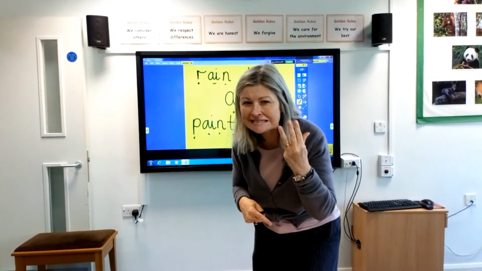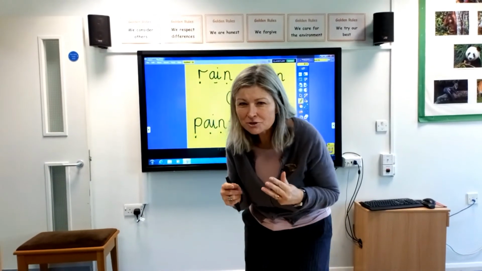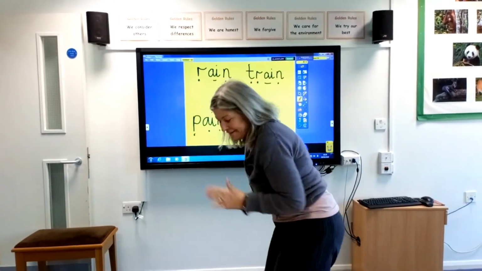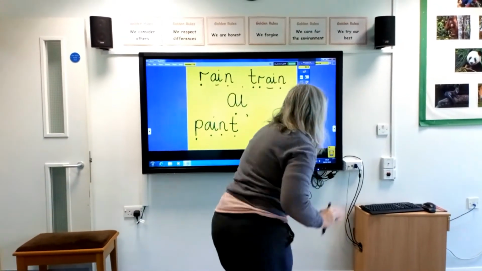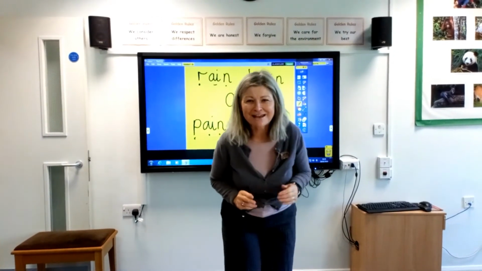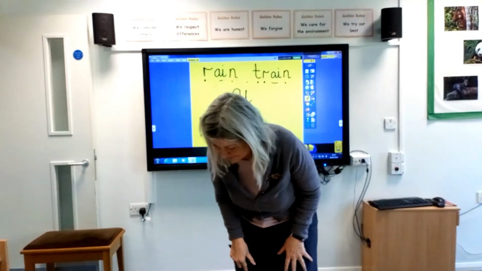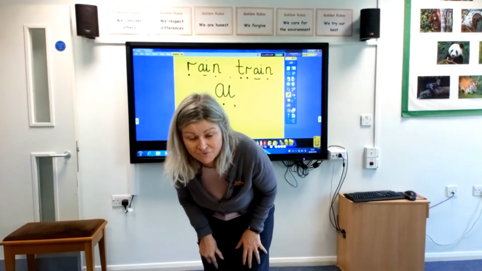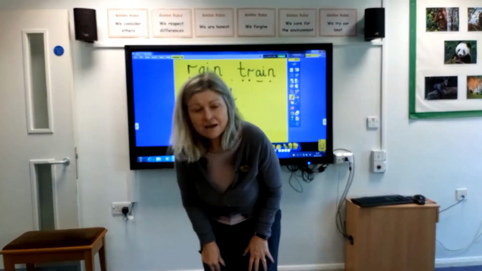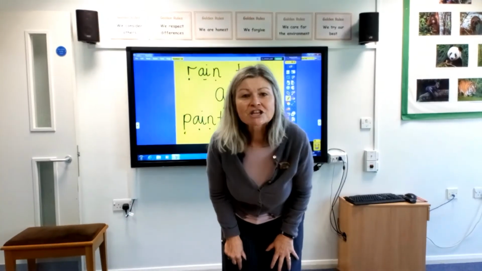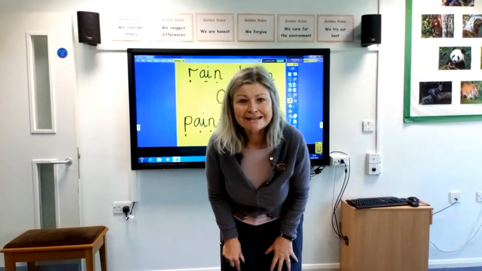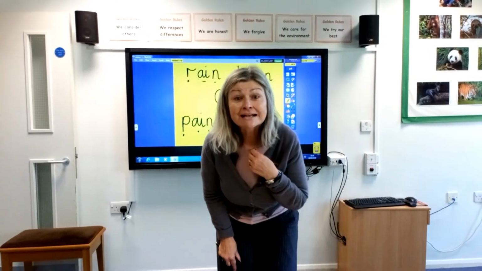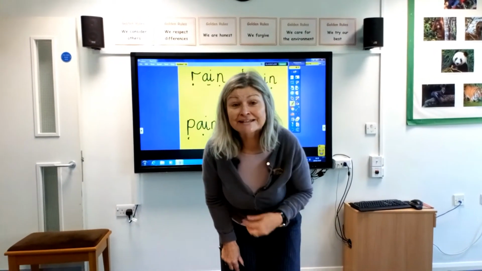If you did, you can do the robot walk on your knees in a big circle all the way around. Well done. Excellent. Very good. Right. Now the next one, before we do some writing, is chain. Chain. My necklace has a chain.